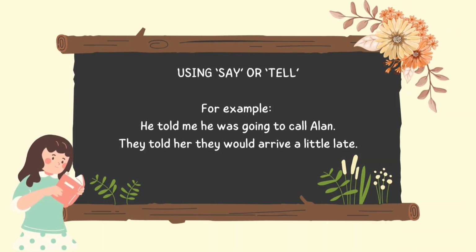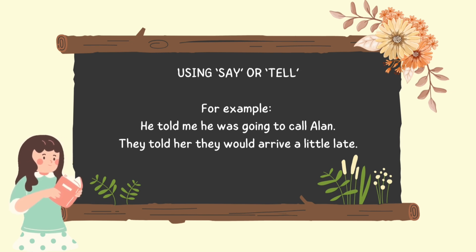Okay, we move to using say or tell. As an alternative to using say, we can also use tell, or told in the past, in reported speech. But in this case, you need to add the object pronoun. For example, he told me he was going to call Ellen. And the second one is, they told her they would arrive a little late.